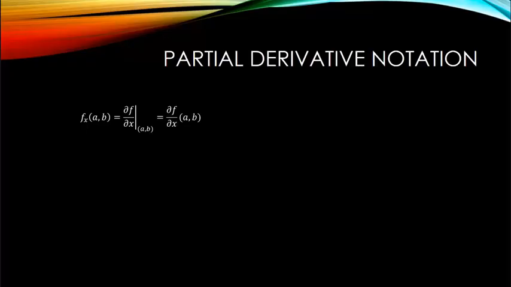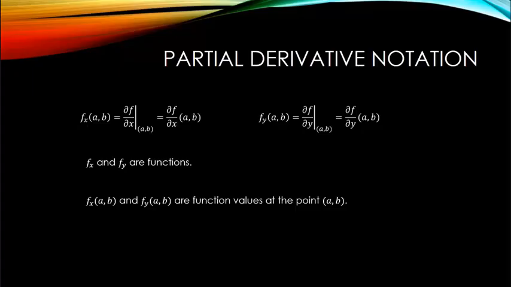This is just equal to the partial derivative of f with respect to x, written using the little backward 6 on top and bottom of (a, b). If it's y, I use a subscript of y and take the partial derivative of f with respect to y at the point (a, b), or I can write it as the partial derivative of f with respect to y of (a, b) itself. F sub x or fx and f sub y or fy are both functions. F sub x of (a, b) or f sub y of (a, b) are function values at the point (a, b).